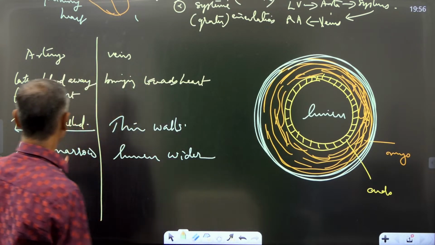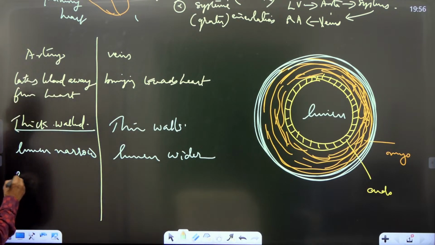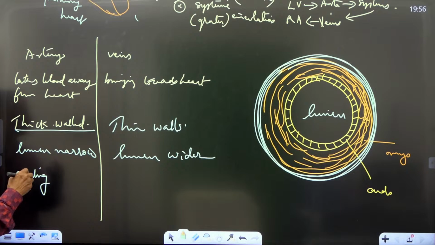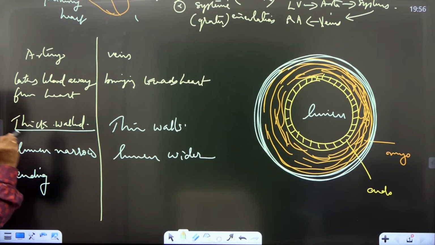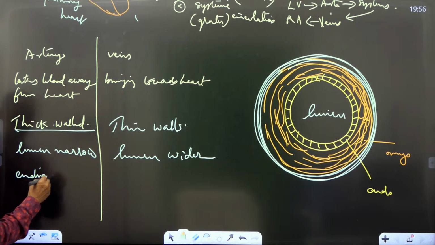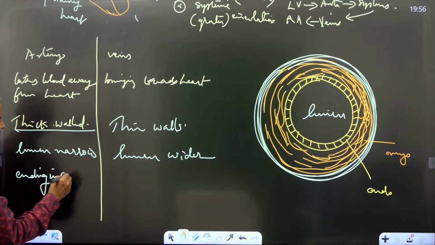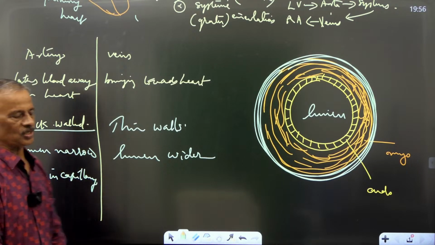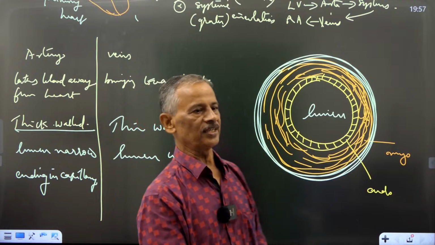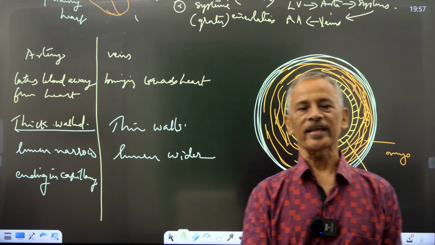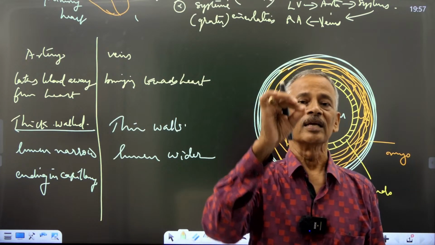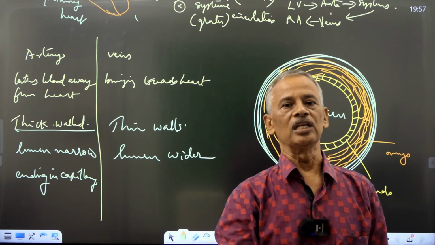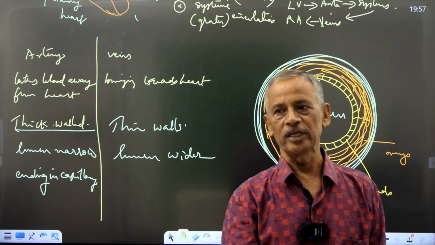An artery will be ending in capillaries. They will branch and branch and branch and will end in very thin blood vessels called capillaries. What is a capillary? The smallest blood vessel, which is present in tissues, where you are having only the inner squamous epithelium, the endothelium, that alone is present.